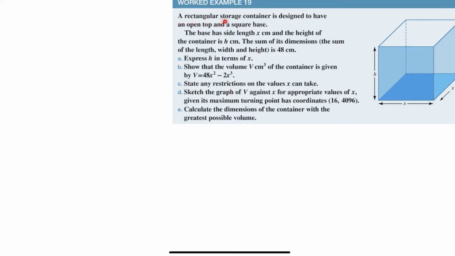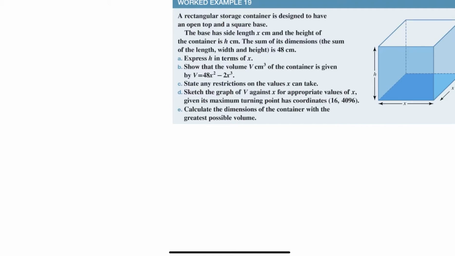A rectangular storage container is designed to have an open top and a square base. So I have an X and an X, a height for my box, and the top is open. The base has side length X and a height of H. The sum of its dimensions, the sum of the length, width and height, is 48 centimeters.